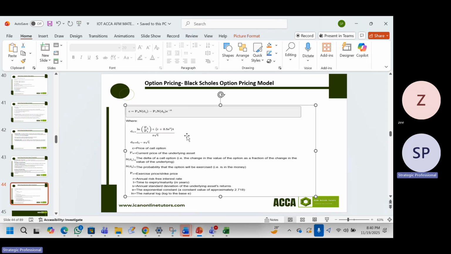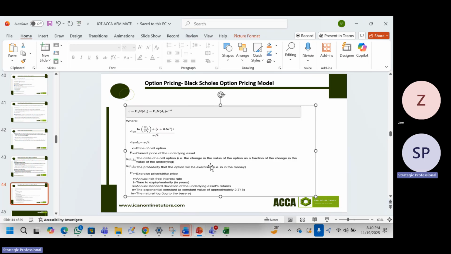exam. What you just need to identify for that BSOP calculator is: one, PA, which is the price of the underlying asset; P, which is the exercise price, which will be given in the question; R, the risk-free interest rate; T, the time to maturity; S, the annualized standard deviation. Those are the things you just need to get. Those 5 variables, plug them in the BSOP calculator, and you will get your answer.